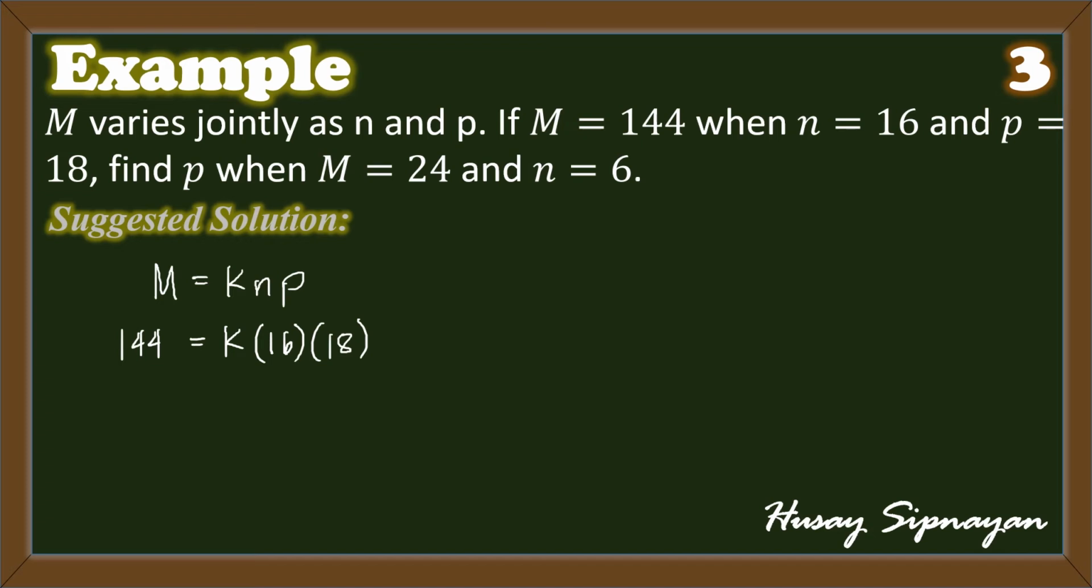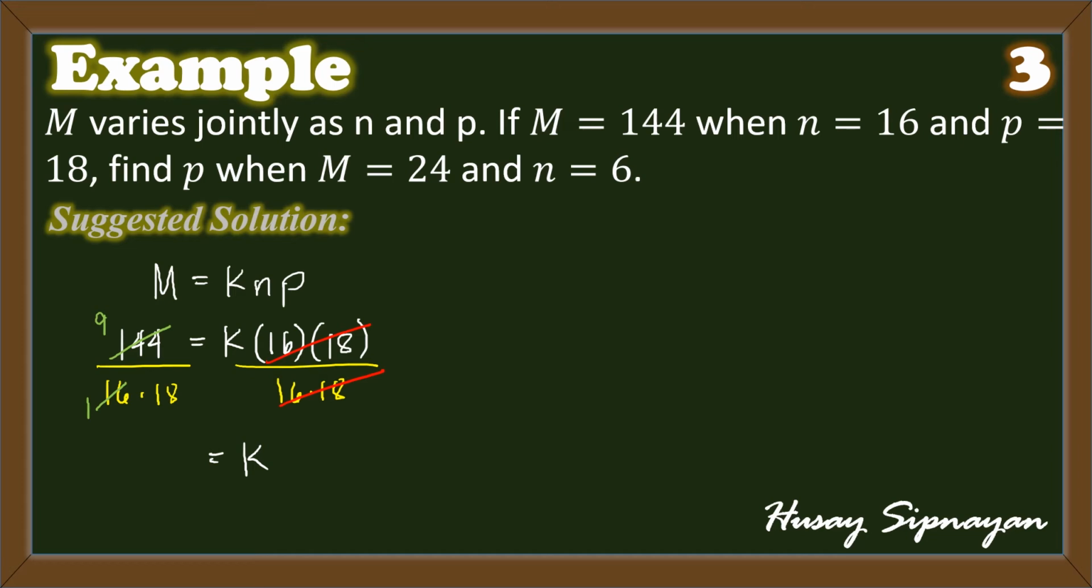I-divide natin both sides sa product ng 16 at 18. At may iwan na lamang sa right-hand side ang k. Sa left-hand side naman, pwede tayong gumamit ng cancellation. Ang 144 at 16 ay maaaring ma-divide sa 16. 144 divided by 16 is 9. 16 divided by 16 is 1.